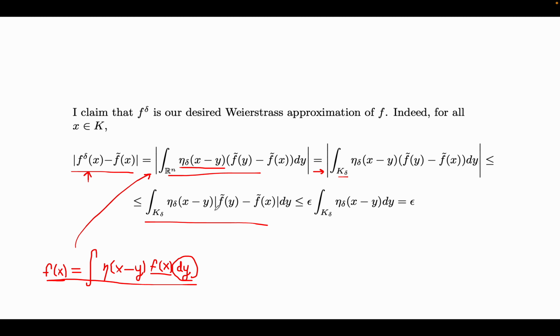Now finally, I use the fact that we have uniform continuity of f tilde, so this term f tilde of y minus f tilde of x is bounded above by epsilon, and then I bring it outside of the integral. I'm left with an integral of our bump function over its support, which is just going to be 1, and so I'm left with epsilon. And so this proves that indeed f delta is our desired approximation function because for all x in k, the distance between f delta of x and f tilde of x is less than epsilon.